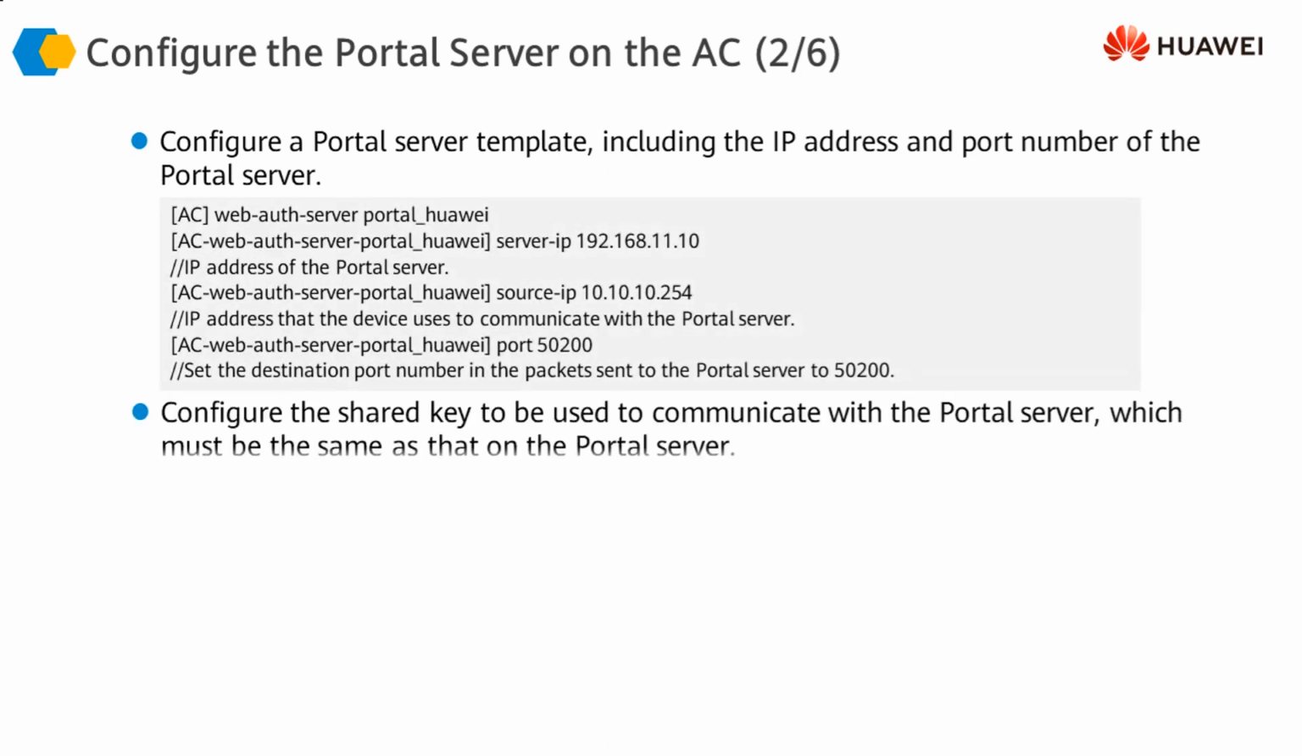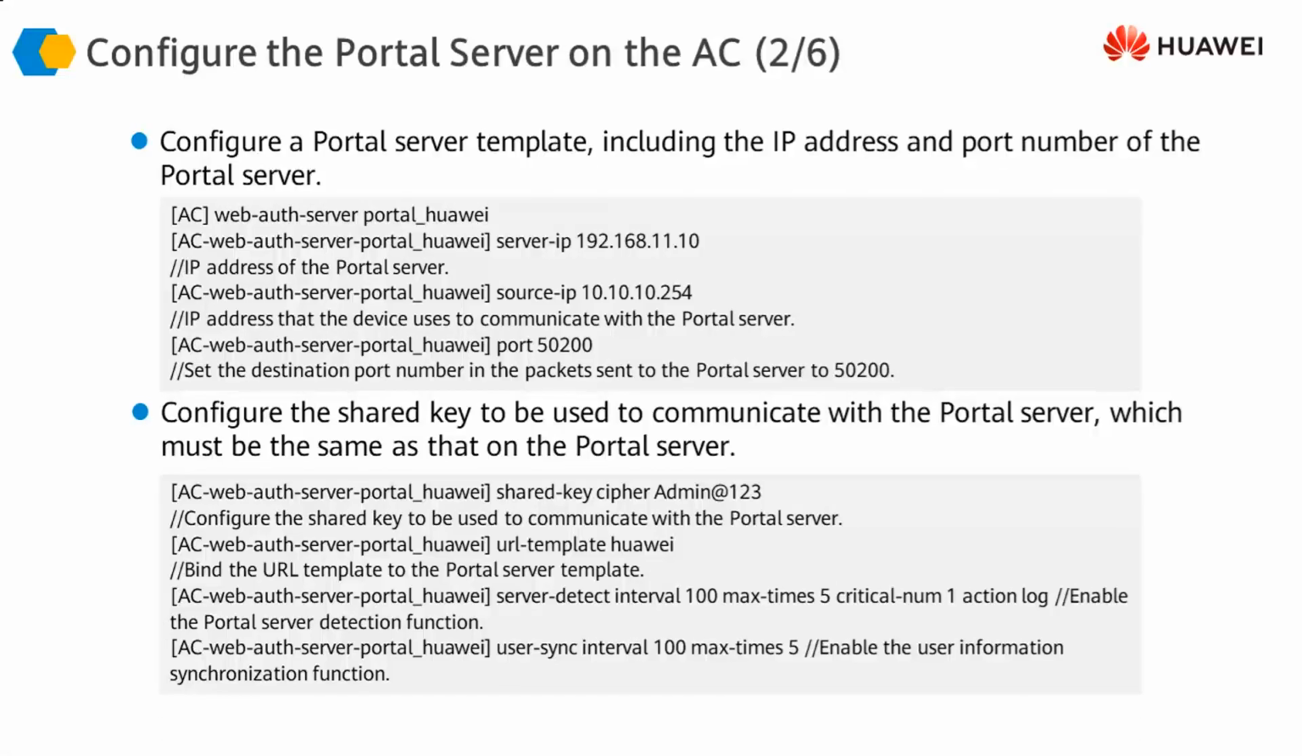Now we start off with the next steps which I showed you on the previous slide on the flowchart. We need to configure the web authentication portal server, or what we call the portal server template. Here we are configuring the portal server template. Give the portal server IP address, the source IP address, and the port number of the portal server.